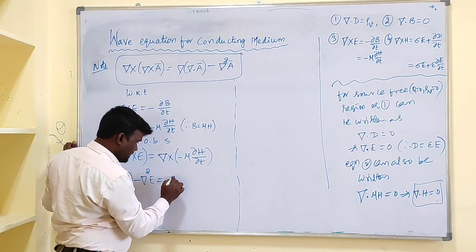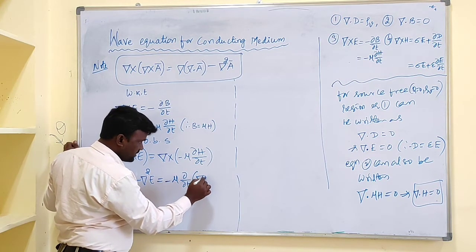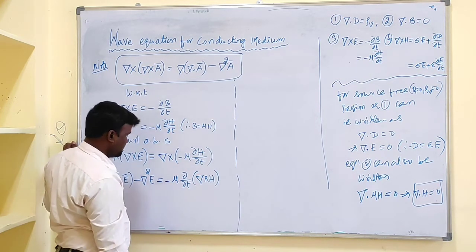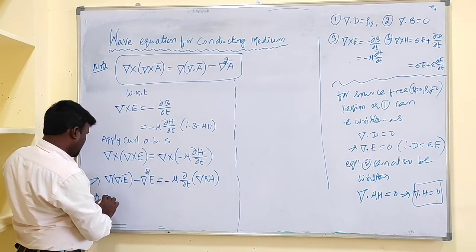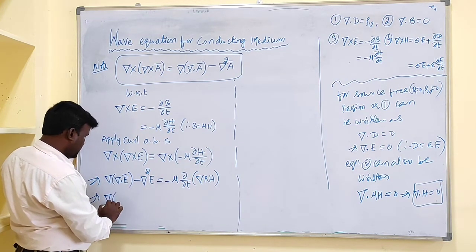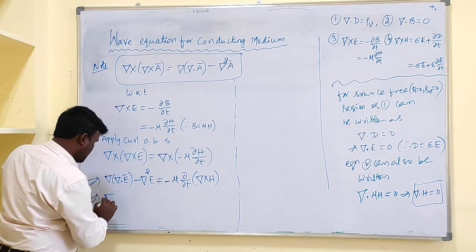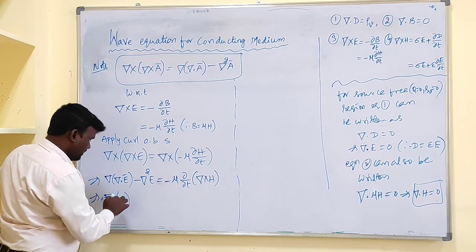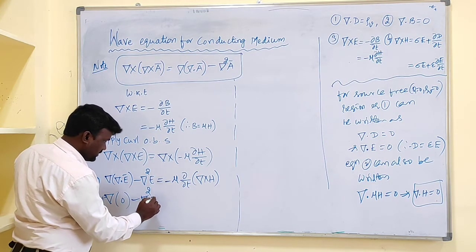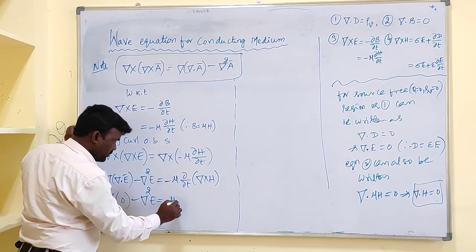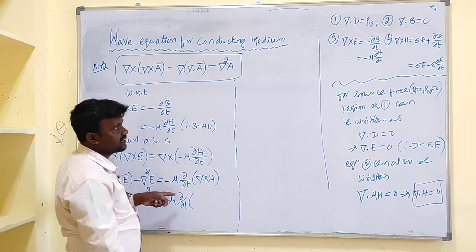So we can write it like this: minus mu dou by dou t del cross H. That equals del of del dot E, this one is 0, I will explain why it is 0 later, minus del square E, equal to minus mu into dou by dou t into del cross H. What is del cross H?